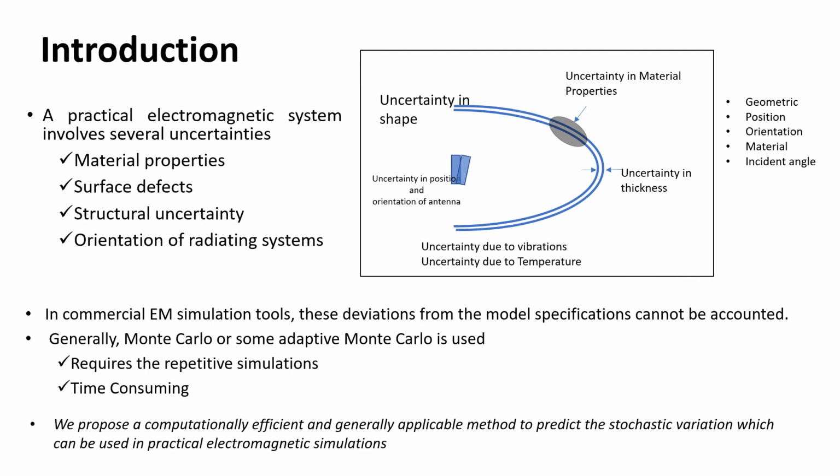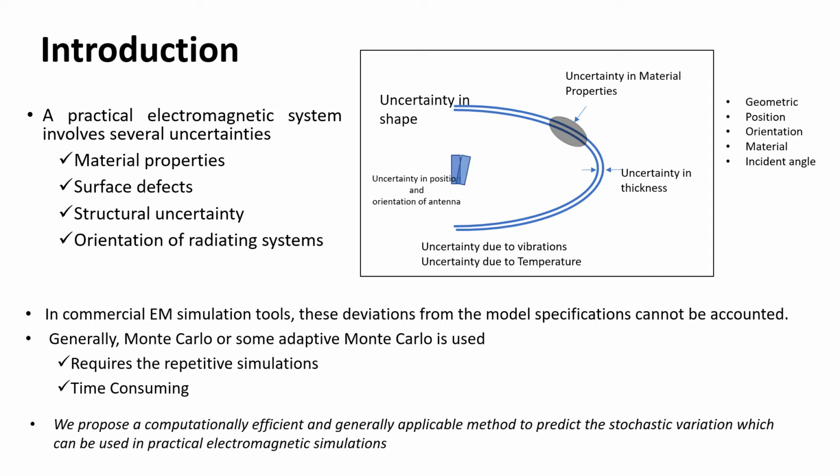A practical electromagnetic system involves several uncertainties like material properties, surface defects, structural uncertainty, and orientation of radiating systems. For example, consider this figure. This is a cross-section of an aircraft radar. There is a radar antenna inside the structure. It is crucial to have proper beam pointing and scanning capabilities for this antenna to detect the ground presence.